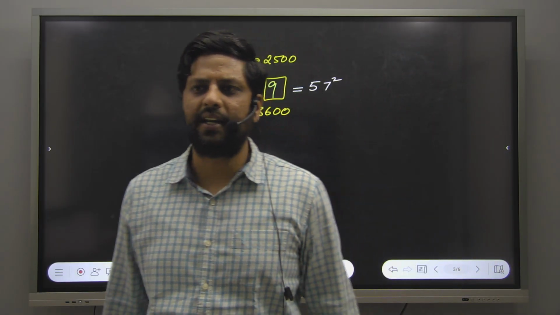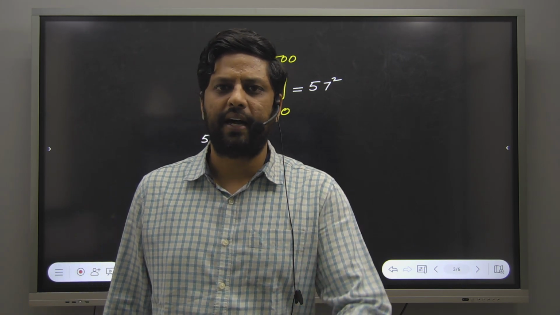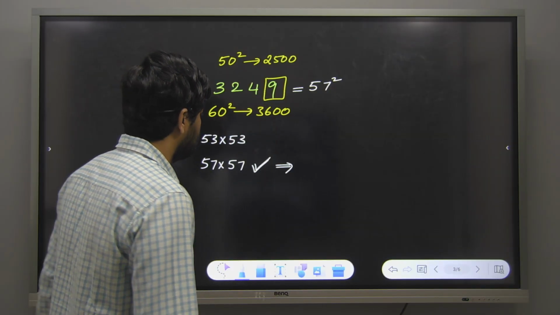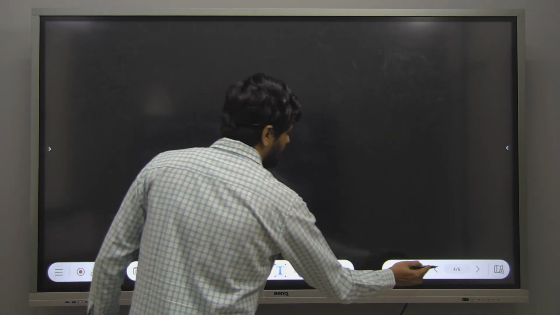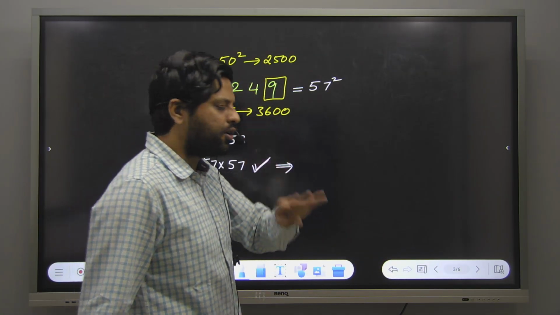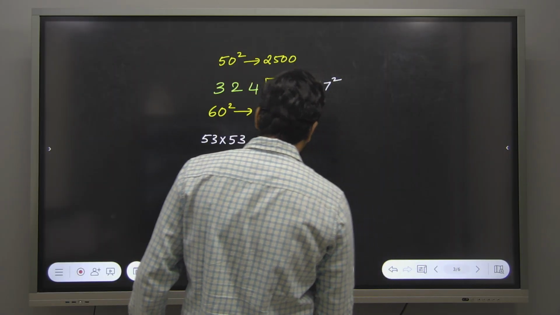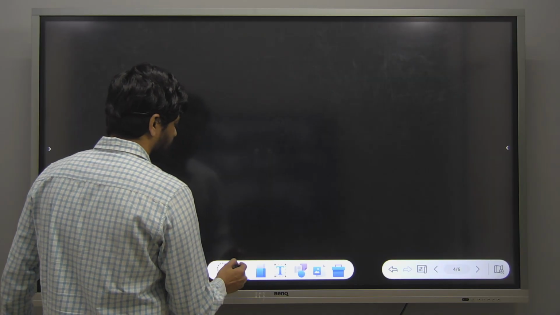Anyone has a calculator? Can you tell me any 2-digit number into 2-digit number? I want a 4-digit perfect square. Don't tell me 57 into 57. Tell me the result. Give me any 4-digit perfect square, the square of a 2-digit number.